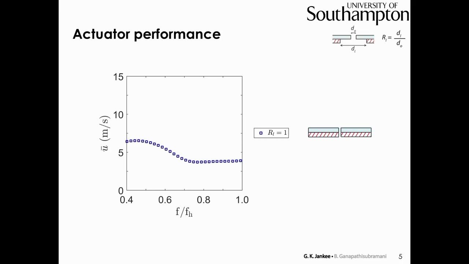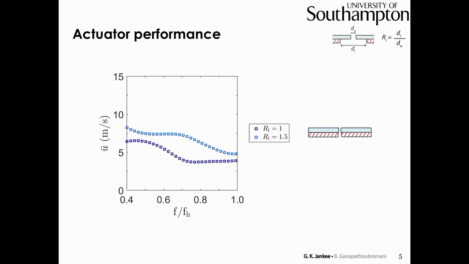Here, the frequency has been normalized with the cavity resonance frequency, which was found from the pressure transducer data. It is important to note here that the variation in cavity resonance was less than 5% for all the different test cases. So we assume that cavity properties remain the same, irrespective of the lip ratio.